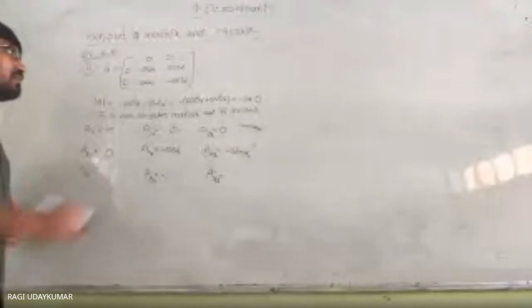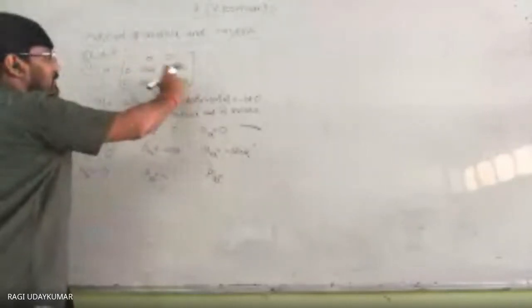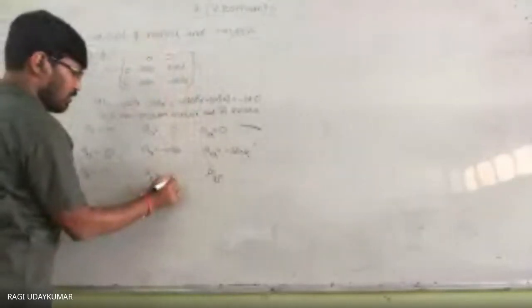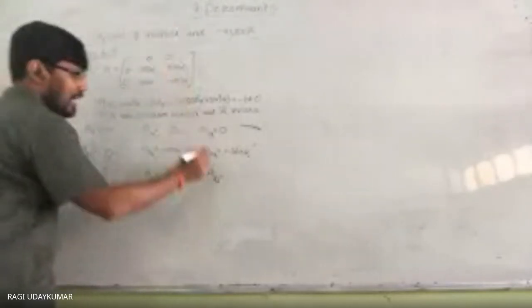For A23, second row third column, when you delete this side it is 1 into sin alpha minus 0 into 0, so we get minus sin alpha. The minus sign is already placed, which makes it easier. For A31, third row first column, it is 0. For A32, third row second column, we get sin alpha. For A33, we get cos alpha.